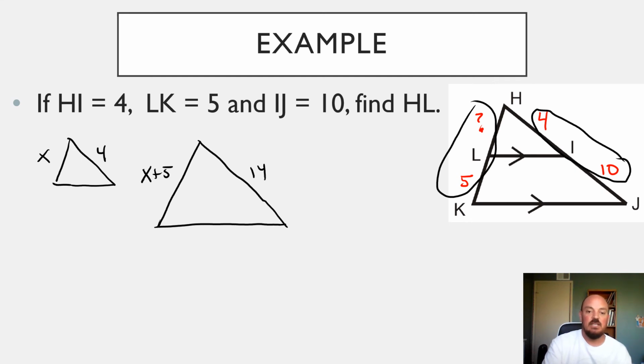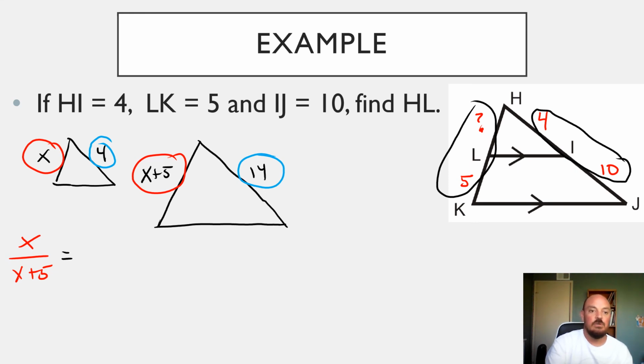I'm going to match up sides. This side here matches up with this side here because these are similar shapes. And this side here matches up with this side here. So let's set up a proportion. Let's do X over X plus 5 equals, and then in blue I had 4 over 14. Now, just like yesterday, if you want, you can reduce the 4 over 14 to 2 over 7. That might make it a little bit easier.